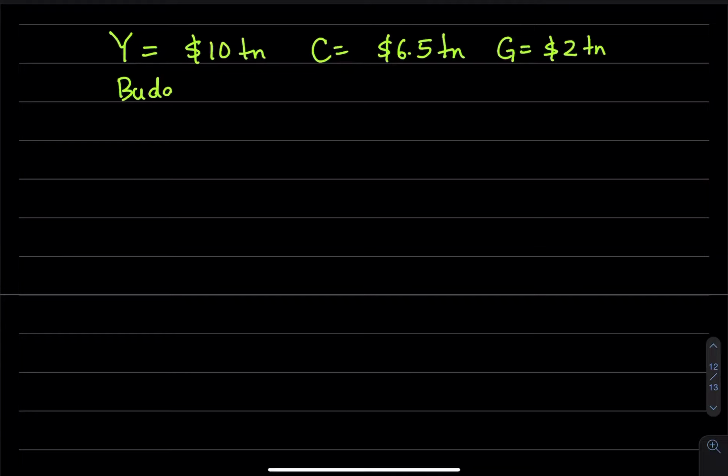And so in this example, GDP is 10 trillion. So that's our Y, and that is equal to $10 trillion. And consumption is equal to $6.5 trillion. We're given government spending is $2 trillion. And we're also given budget deficit is 300 billion. So the budget deficit, which is defined as government expenditure minus net taxes, equals $300 billion.